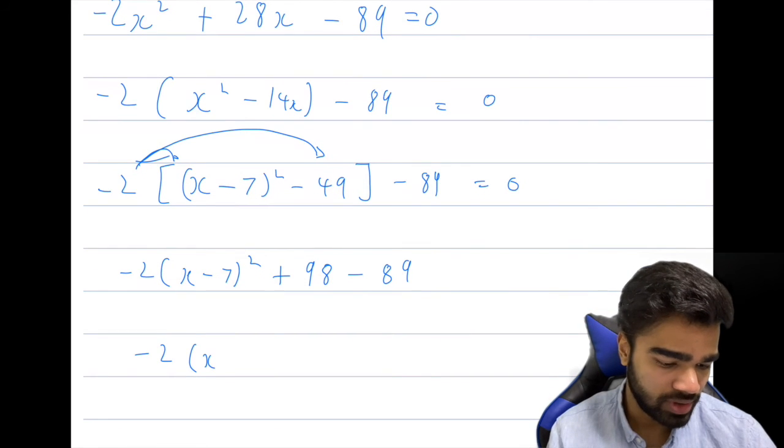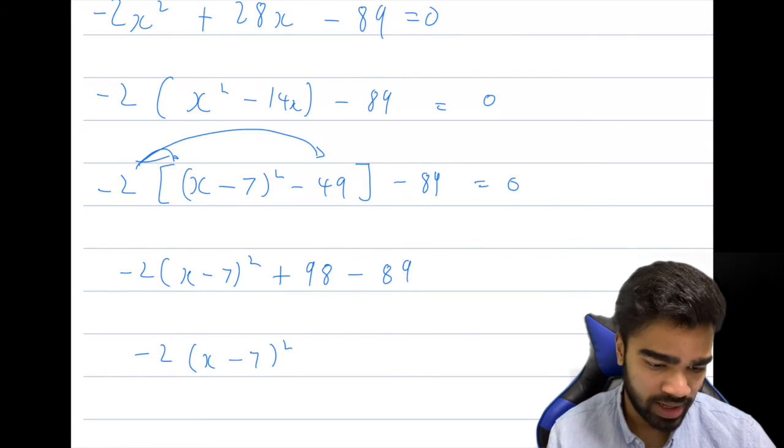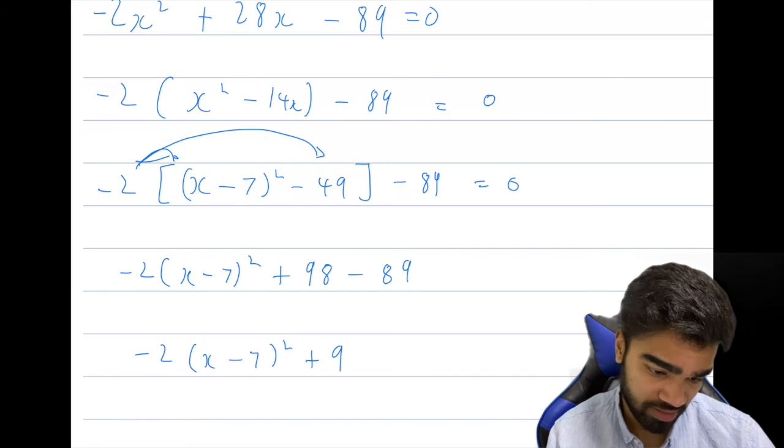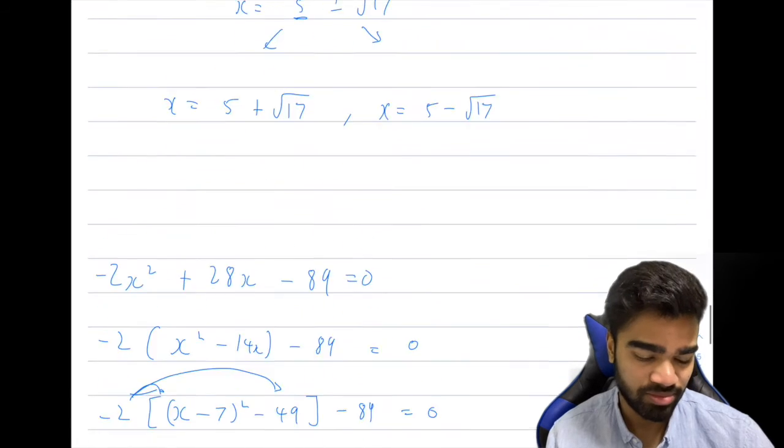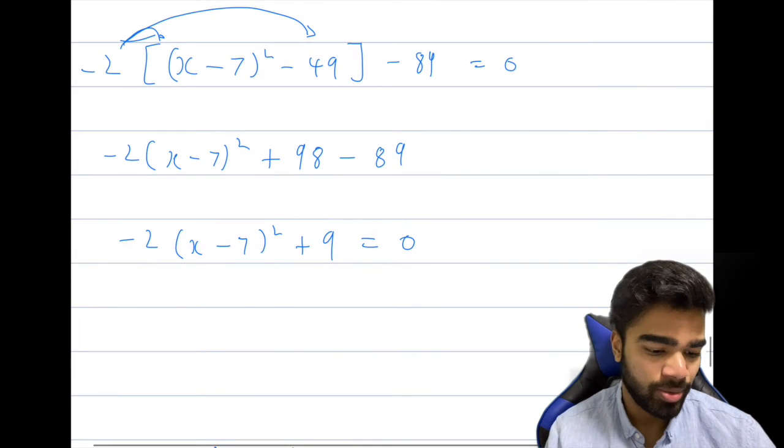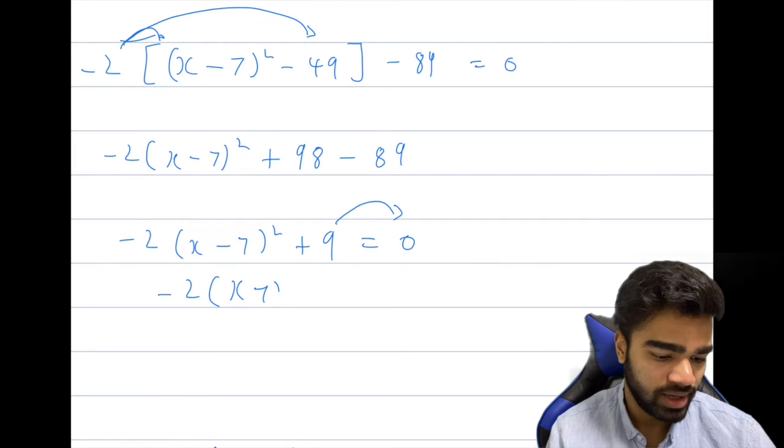So you have negative 2 (x minus 7) squared plus 98 minus 89, which is 9. All right, let's continue. So what we're going to do is take the whole number to the other side by subtracting. So I have negative 2 (x minus 7) whole thing squared is equal to negative 9.